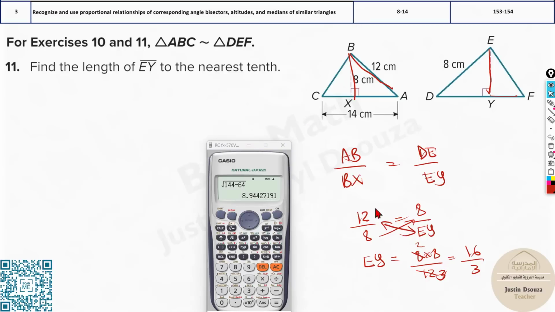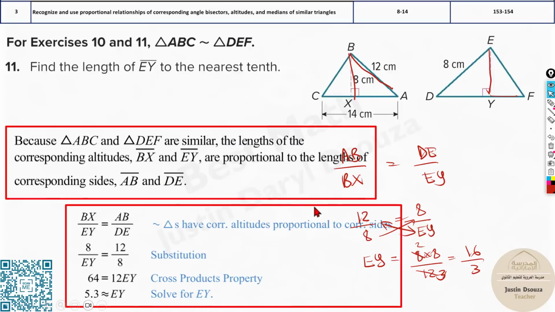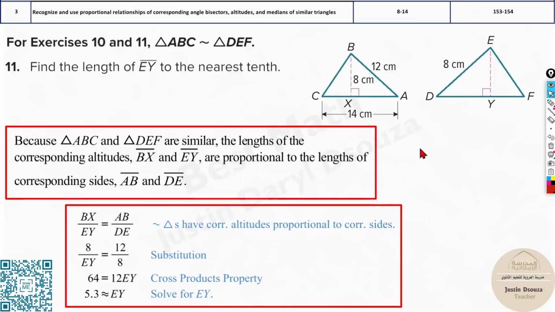Just to show you over here, this directly can be substituted. 12 divided by 8 is equal to 8 divided by alpha x. That is the unknown value. Shift and solve and then press equal to. The answer is 5.33. 3 times 5 is 15 and your 1/3 will remain. So it's 5.33. But nearest tenth would be 5.3. That's the answer. So here we go.